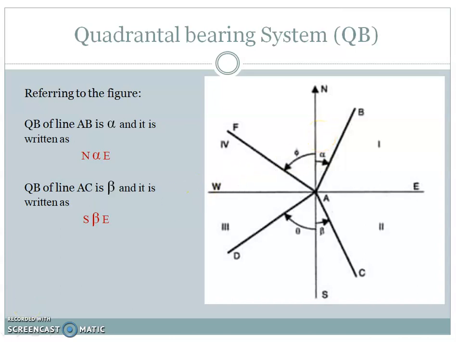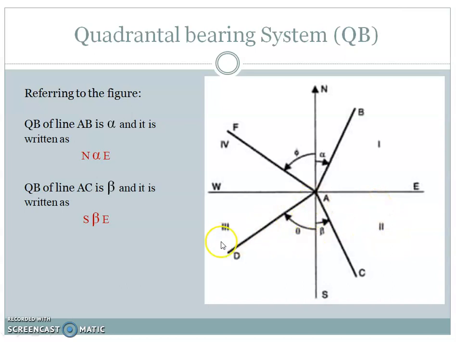Similarly, if you consider the quadrantal bearing of line AC, there is an angle beta which is made with respect to south. Now why is it taken with respect to south? As it is closer to south. Here we will not measure with respect to north. So here it will be taken with respect to south. So the bearing will be south beta east. So it falls in the second quadrant.